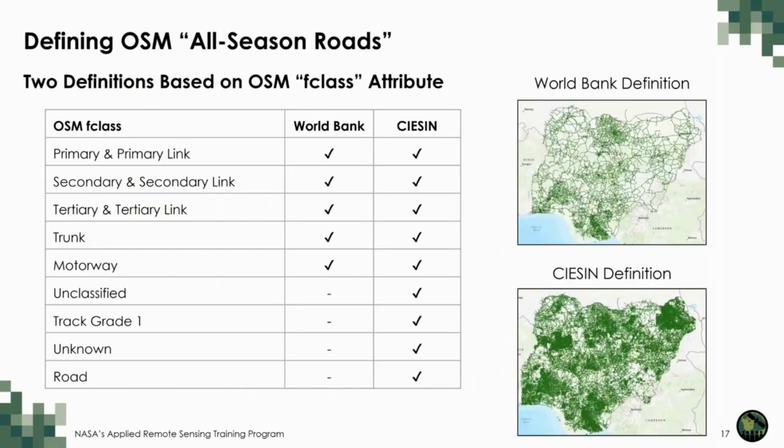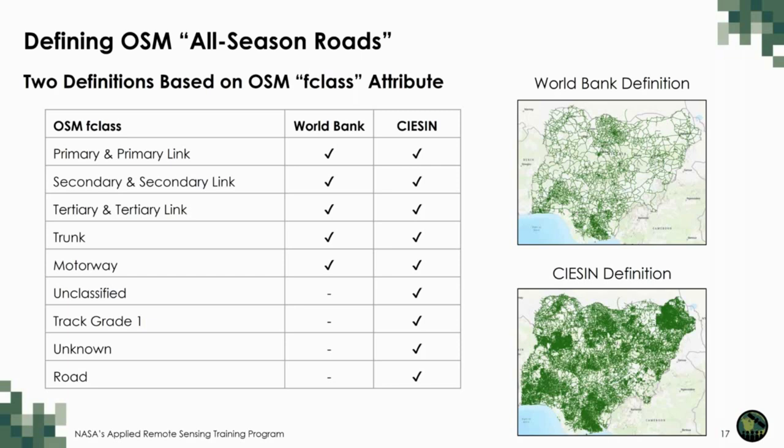As mentioned previously, there is no global dataset of road condition information. In order to define all-season roads, we use the F-class attribute in the OSM data, which represents the functional class of the road. While it is more an indication of the importance of the road rather than condition of the road, we use it here as a proxy, as did the World Bank for three countries for which they used OSM data.